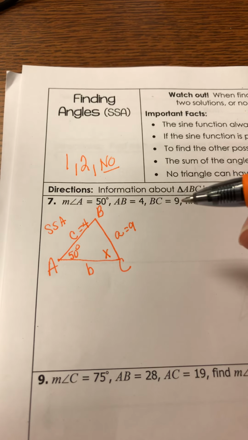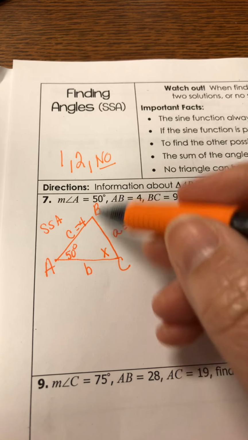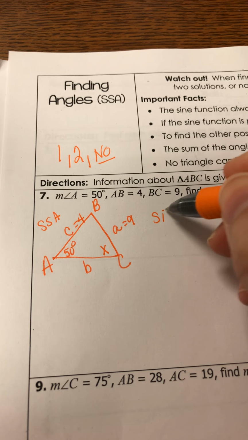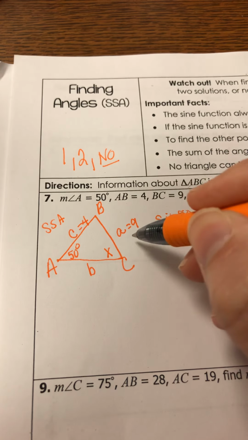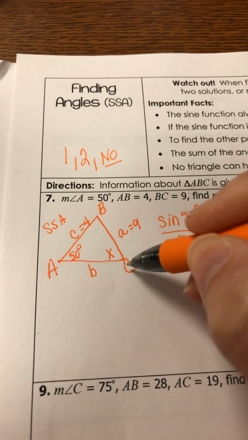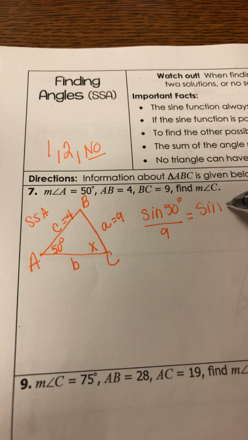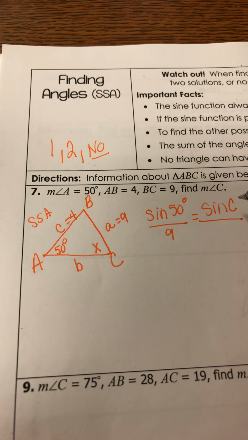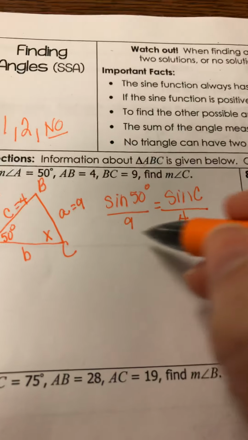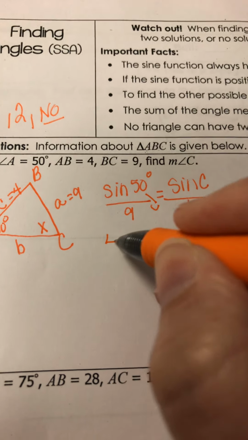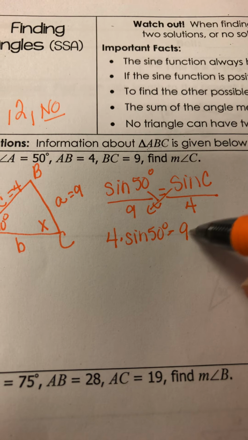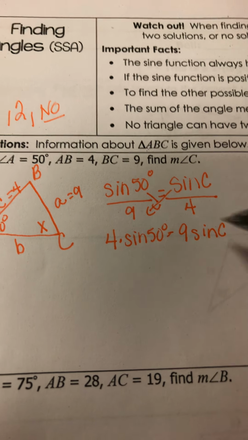So this is what we're looking for. Let's set up our proportion. Notice we have no part of B; we just have A and C. So we know that the sine of 50 degrees is going to be over 9. And then we're looking for C, so the sine of angle C, or you can put X, whatever you want to do, is going to be over 4. Just like we did in the previous lesson, let's do a cross product. We'll have 4 times the sine of 50 degrees equal to 9 times the sine of C degrees.